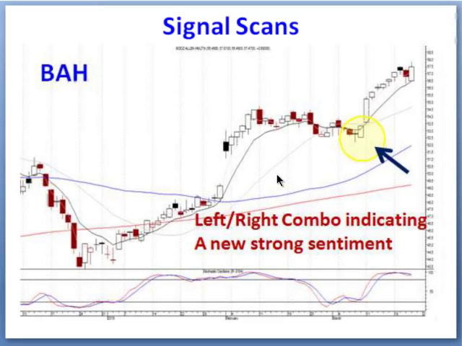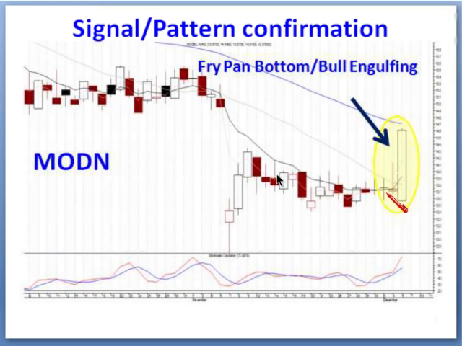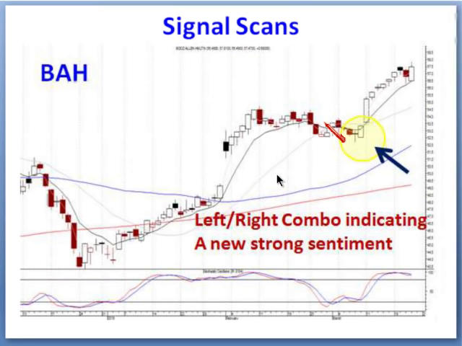What is a left-right combo? That's a doji followed by a bullish engulfing signal. A doji followed by a bullish engulfing signal. That combination not only produces high probability results of moving in the right direction, but also produces high probabilities that the new move will be fairly substantial.